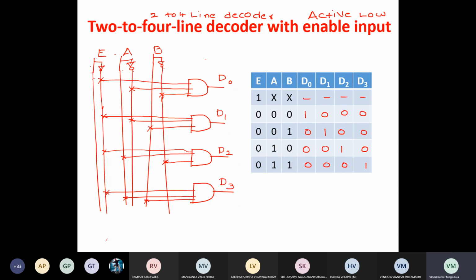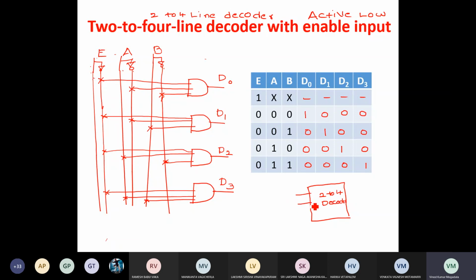There are some specific purposes, so sometimes we may need active low enable input. In general, we'll have active high enable input only. So in the diagram, how will we differentiate active high and active low? When we are drawing the block diagram representation, how will we indicate whether it is active low or active high?